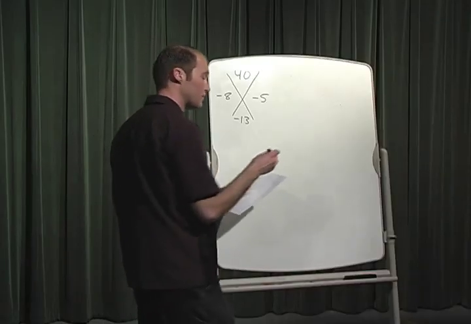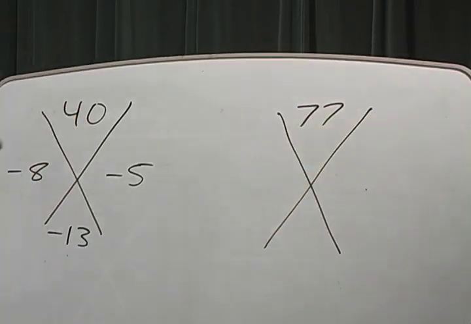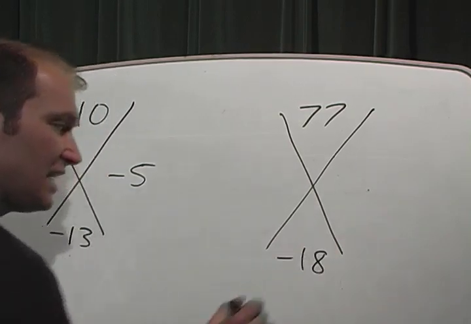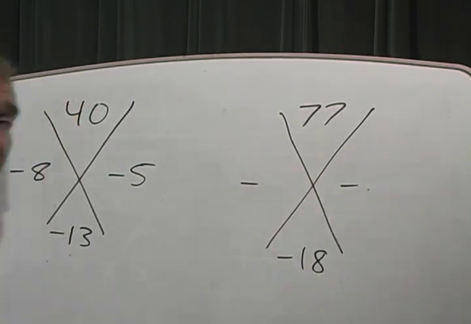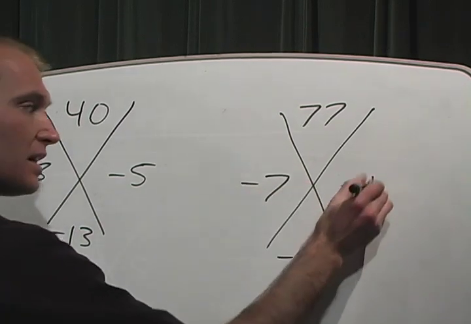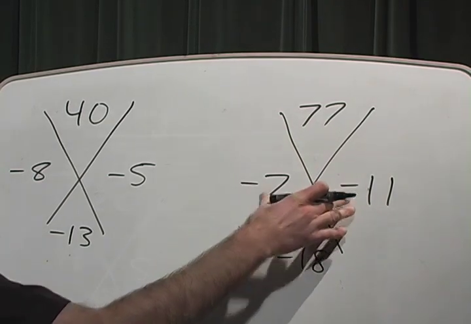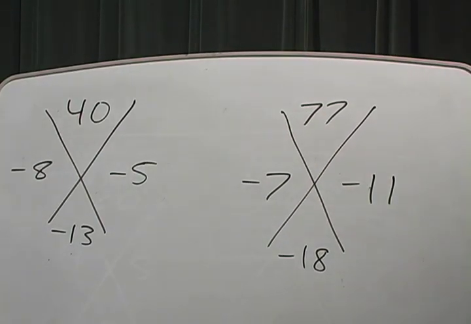Here's the last one. See if you could get this one. They're multiplying to 77 and they're adding to negative 18. Here again, they have to both be negative. And negative 7 and negative 11 do the trick. Negative 7 plus negative 11 is negative 18. Negative 7 times negative 11 is positive 77.